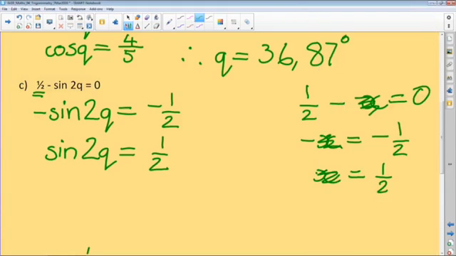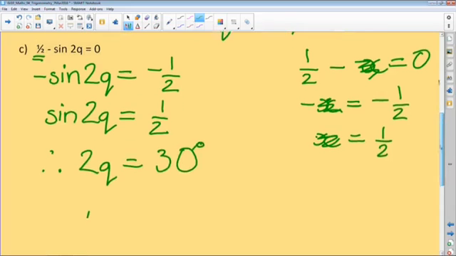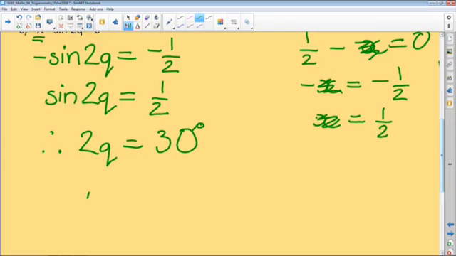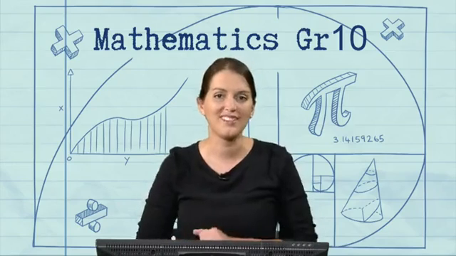Let's minimize it and say, therefore, 2q is equal to 30 degrees. So our next step, now that we have the value of 2q, is to get rid of that 2. As you know, it is multiplying q, which means we're going to divide both sides by 2. And I've drawn in a step that I don't usually draw in. I usually just say we're going to divide the other side by 2, but I thought, why not today? So that means q is equal to 15 degrees.